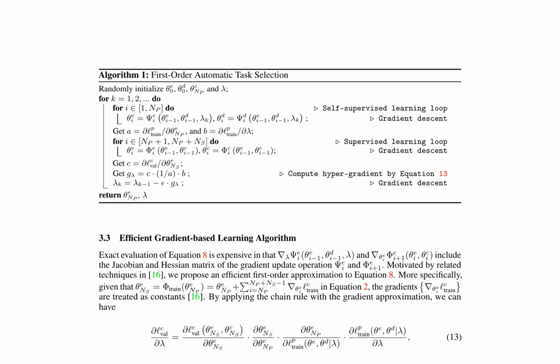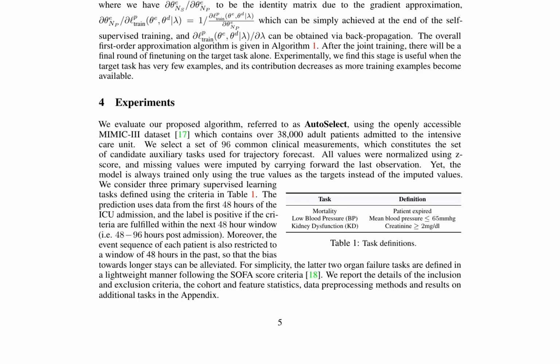The proposed algorithm, auto-select, is a first-order automatic task selection method that combines self-supervised learning and supervised learning to improve predictive performance. Algorithm 1 outlines the procedure, which involves randomly initializing parameters, followed by a self-supervised learning loop and a supervised learning loop. The algorithm computes the hypergradient using equation 13, which is an efficient first-order approximation to equation 8. The efficient gradient-based learning algorithm is motivated by related techniques and proposes a first-order approximation to equation 8. The approximation treats the gradients of the supervised learning task as constants and applies the chain rule to obtain the hypergradient.